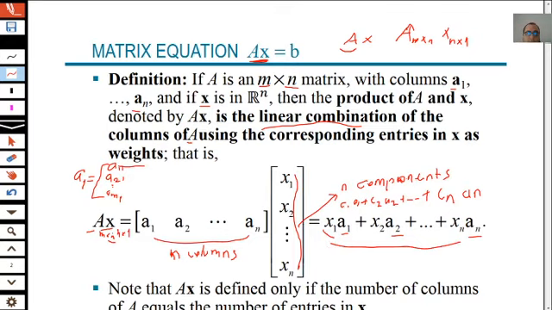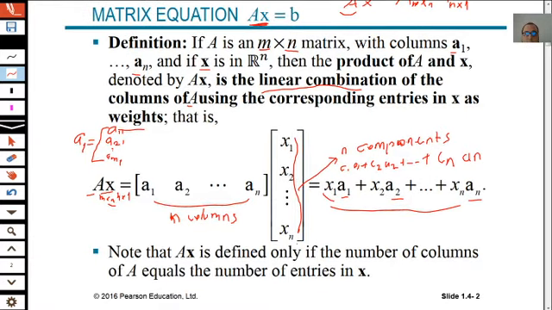Therefore, to find the product of a matrix and a vector, such that the number of columns is equal to the number of components of the vector, we write the linear combination of the columns of the matrix A by considering the weights as the components of the vector x. So note that Ax is defined only if the number of columns of A equals the number of entries in x.